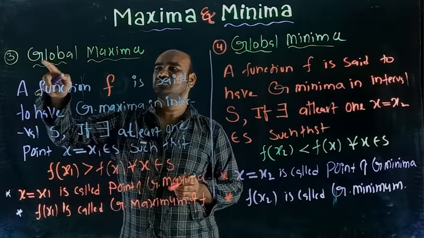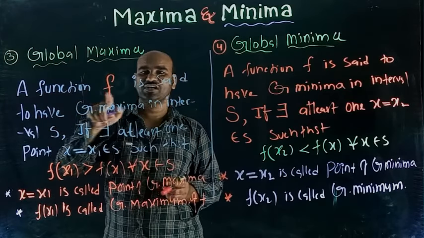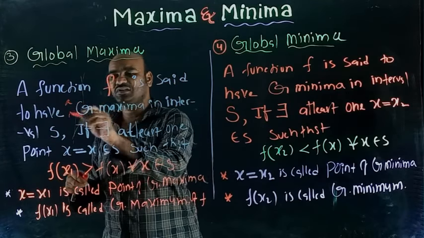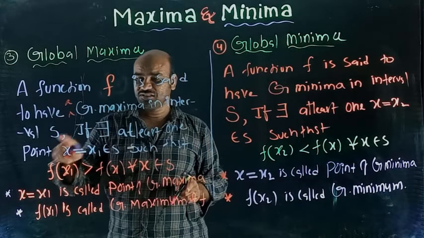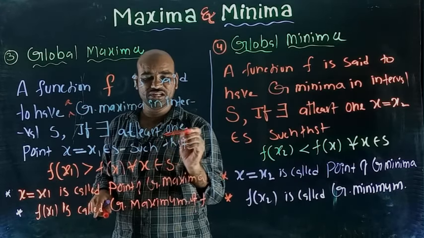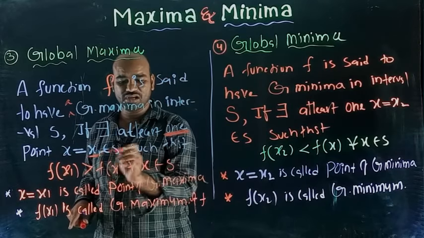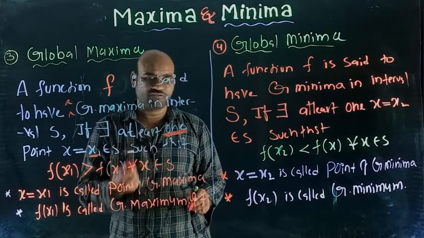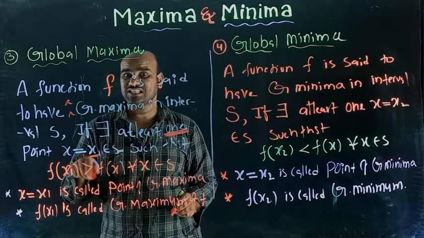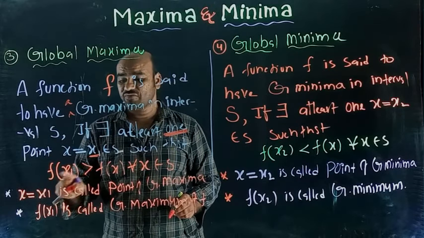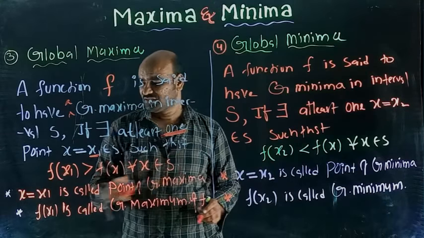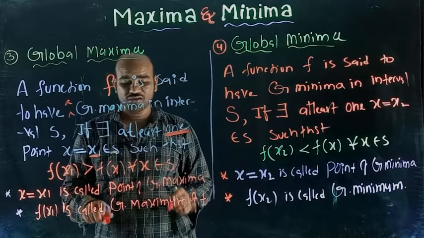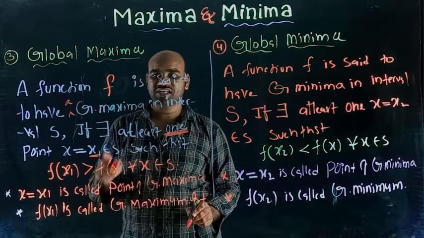Third basic term, global maxima. A function f is said to have a global maxima in the interval s if there exists at least one point x equal to x1 belonging to s such that f of x1 is greater than f of x for every x belonging to s. Take any value of x, only x1 gives the maximum output, that is f of x1. That's why f of x1 is greater than f of x for every x belonging to s. This x1 is called the point of global maxima, and f of x1 is called the global maximum of f or global maximum value of f.